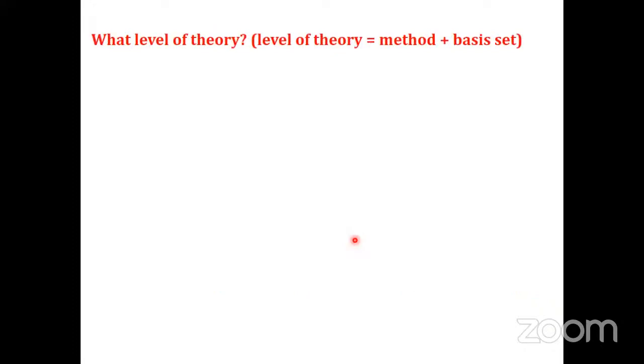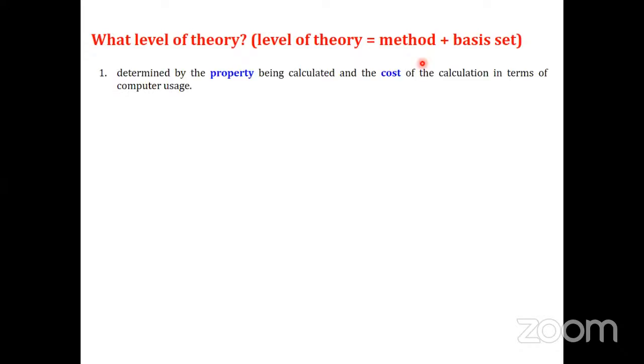So what level of theory do we use to execute? Level of theory is always related to, remember, two very important aspects. First is the method and second is the basis set. It is determined by the property being calculated and the cost of calculation in terms of computer usage. Suppose we have a very small computing system, a PC equipped with 16 GB or 8 GB RAM, we cannot execute a very big computation. So cost of calculation is always a very important aspect.